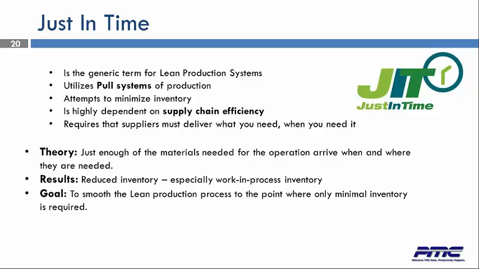Just-in-time systems. Just-in-time is a generic term for lean production systems. It utilizes a pull system of production, attempts to minimize inventory, is highly dependent on supply chain efficiency, and requires that the supplier must deliver what you need and when you need it. Just-in-time is just enough of the materials needed for operation arriving when and where they are needed. The results of just-in-time are reduced inventory, especially work-in-process inventory. The goal of just-in-time would be to smooth the lean production process to a point where only minimal inventory is required.